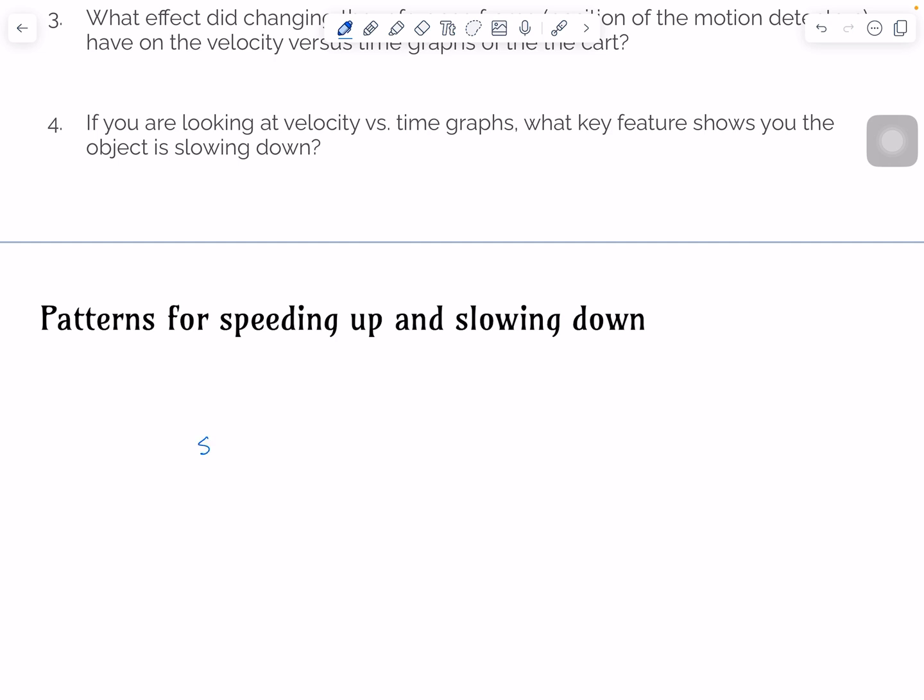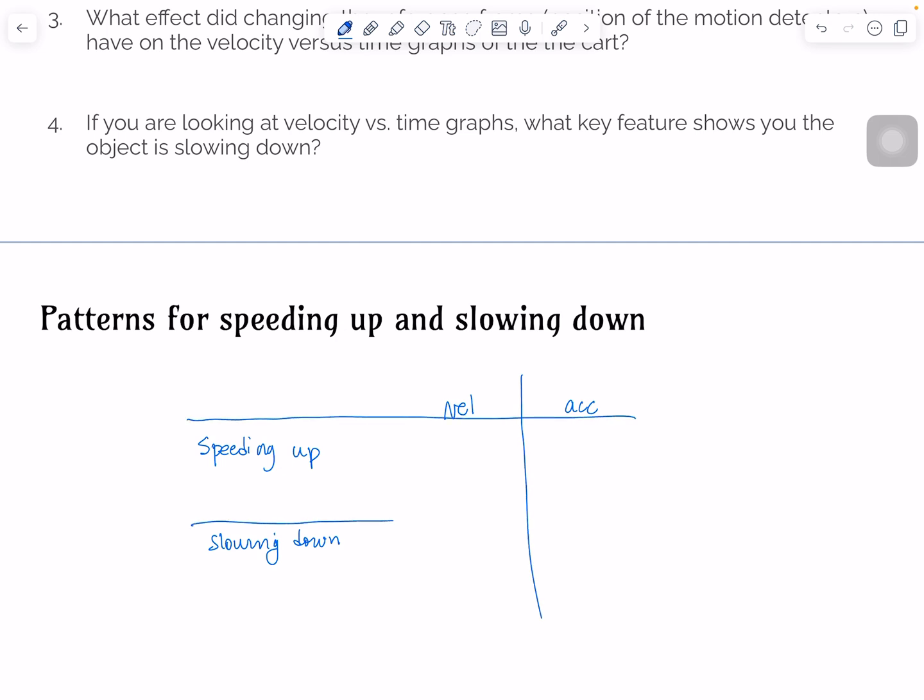And so we have 2 situations where we have speeding up and slowing down. And for each of these, we have velocity and acceleration. So some of you have probably already figured out what is the trend for speeding up and what is the trend for slowing down. So for speeding up, velocity and acceleration are plus plus or minus minus, and for slowing down, it's going to be plus minus or minus plus.